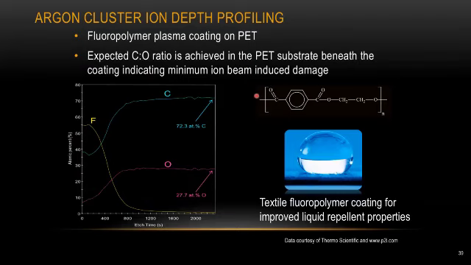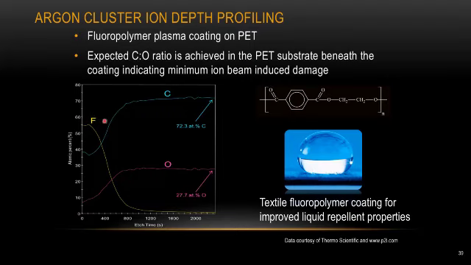The next example is also depth profiling, but now we are using an argon cluster source. The sample is a piece of PET polymer with a fluoropolymer coating. This coating helps make the PET polymer hydrophobic and gives it water repellent capability. The data on the left is still concentration over etch time. You can see initially we pick up a fluorine signal, which is the main signature for this hydrophobic coating.